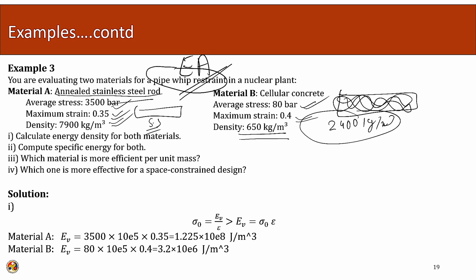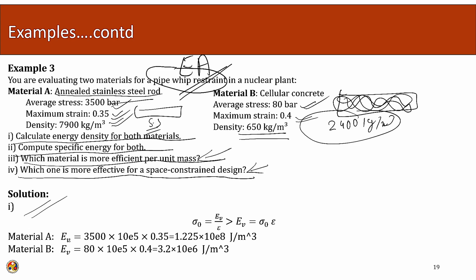Now we are asked to calculate the energy densities for both materials. We are asked to compute the specific energy for both the materials. We have to comment on which material is more efficient looking into the unit mass criteria, and also which one is more efficient for a space constraint design, basically the volumetric criteria. So, we will look into the solution. EV, for material A and material B, we will try to calculate.